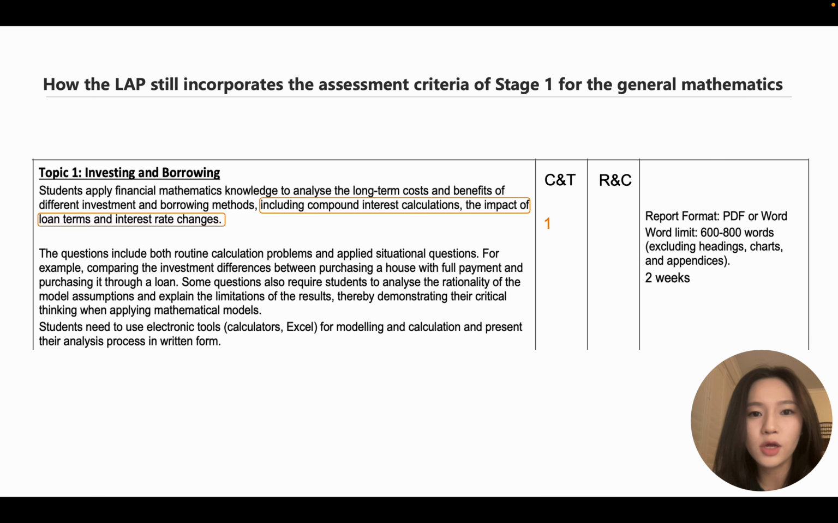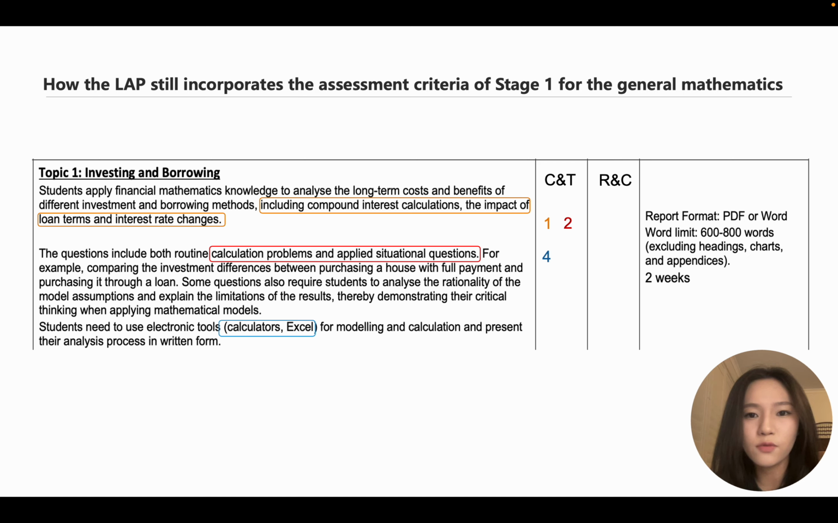Topic 1 addresses CT1, which is the orange part, so that students understand the interest and loan concepts through this assessment. It also covers CT2, where students choose formulas and spreadsheets to find the solution to the problem. And CT4 is achieved through their use of a spreadsheet to find the solution to the problems.